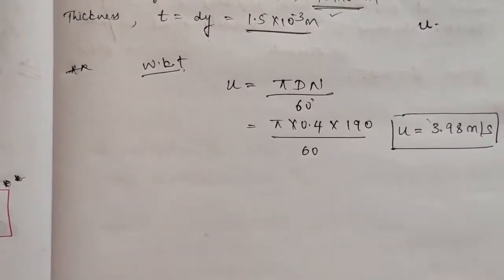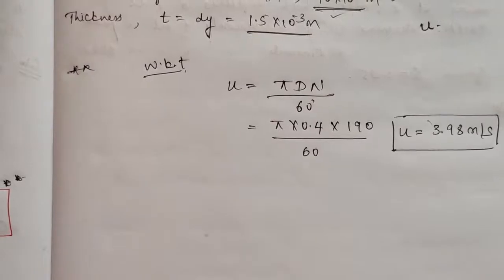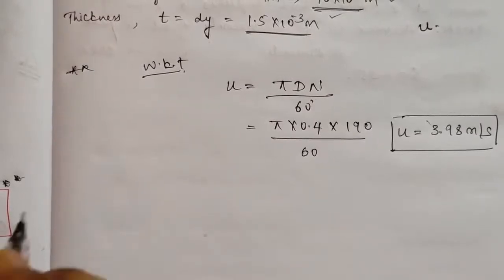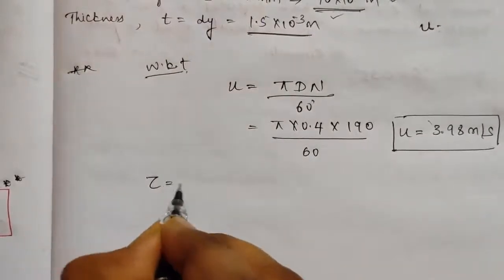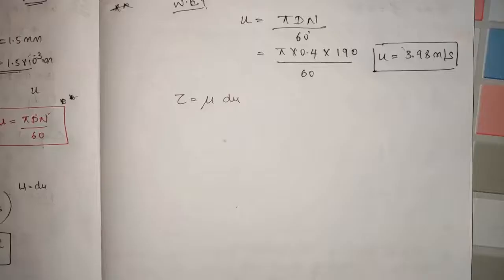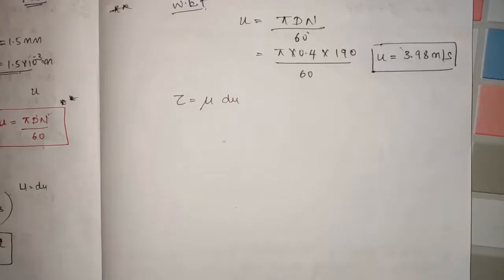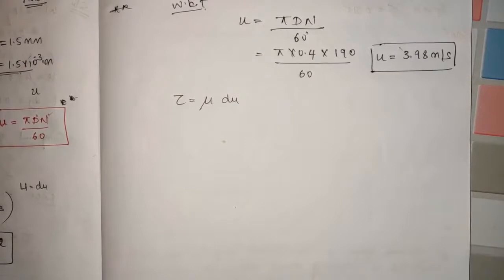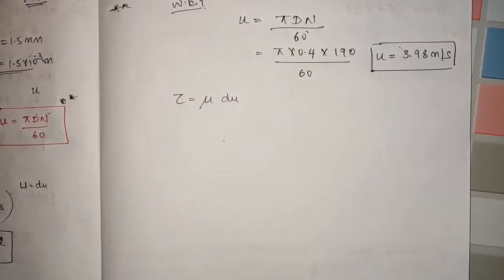Done. Now what I need to find? Shear force. So what formula do I know? So tau is equal to mu into, oh, power is gone, my dear friends, wait. Sorry for the disturbance, my dear friends. So the power has gone, so it is the flashlight of the mobile, so I think it's visible, right?